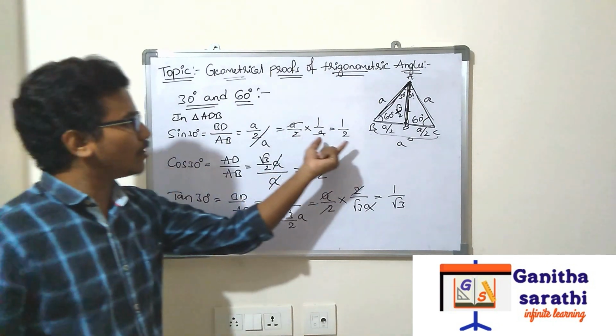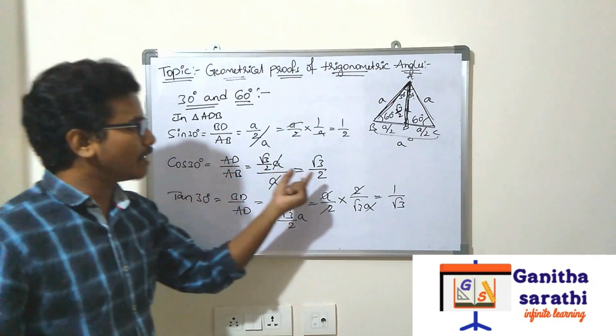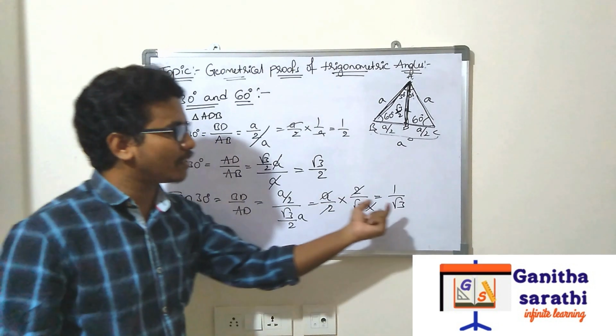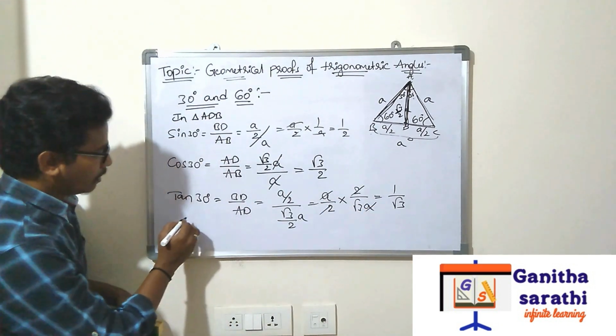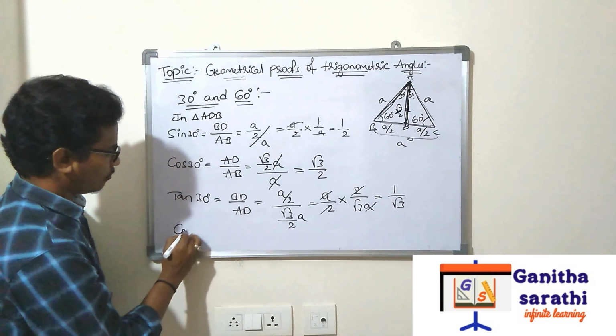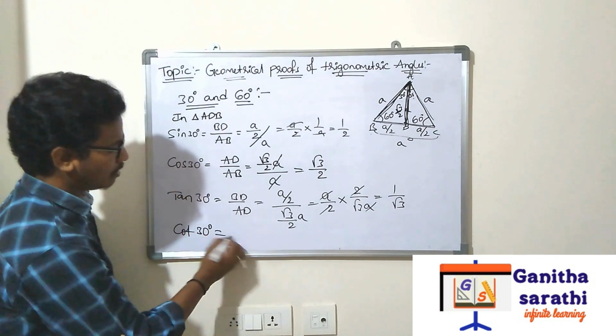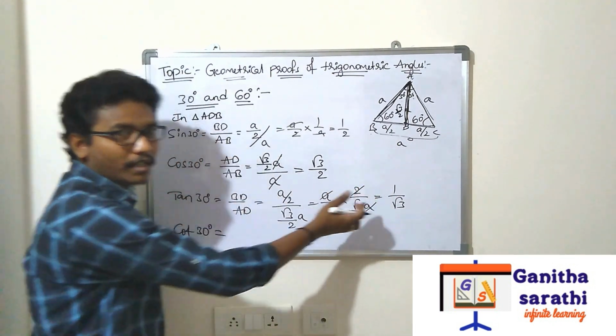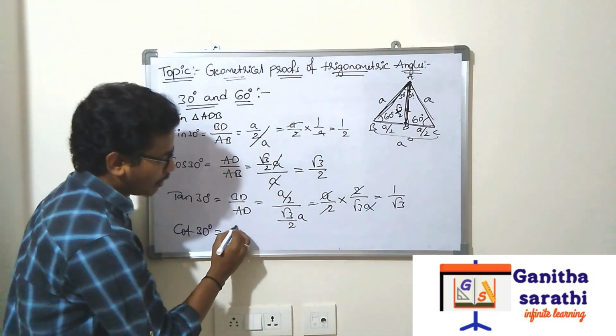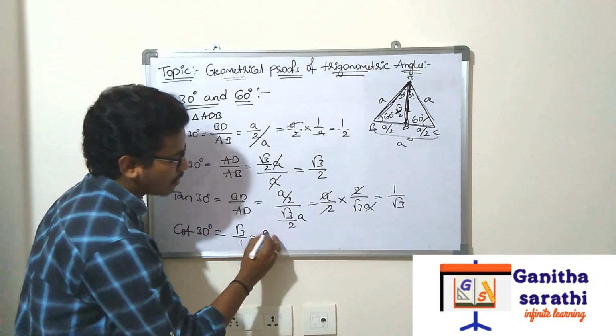Sin 30 is equal to 1 by 2. Cos 30 is equal to root 3 by 2. Tan 30 is equal to 1 by root 3. Now, next what? Cot. What is the reciprocal of cot? Tan. So, if tan 30 is 1 by root 3, then what will be cot 30? Cot 30 will be simply root 3 by 1, that is root 3.